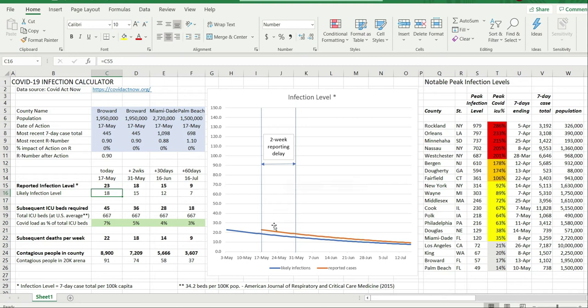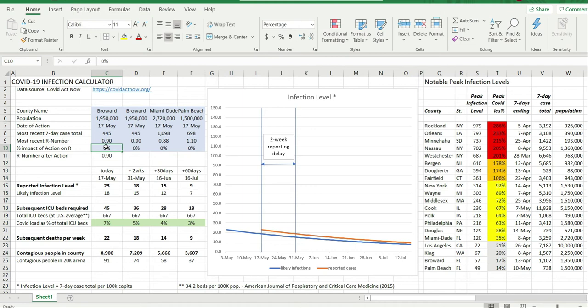So what we're seeing in cases today is actually happening 2 weeks ago. And in this case, it's actually not a bad thing because we think we're at 23 degrees of heat, but we're actually even cooler at 18. It's not always a good thing.